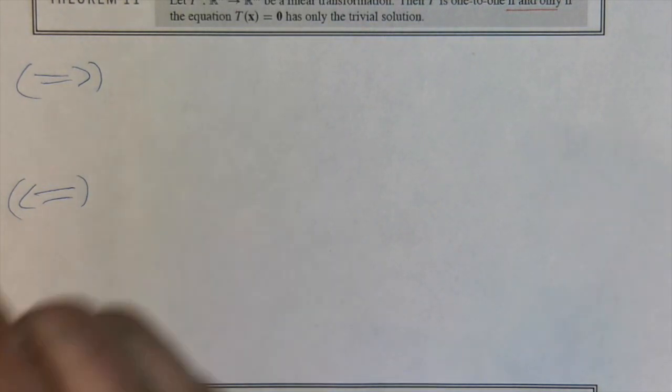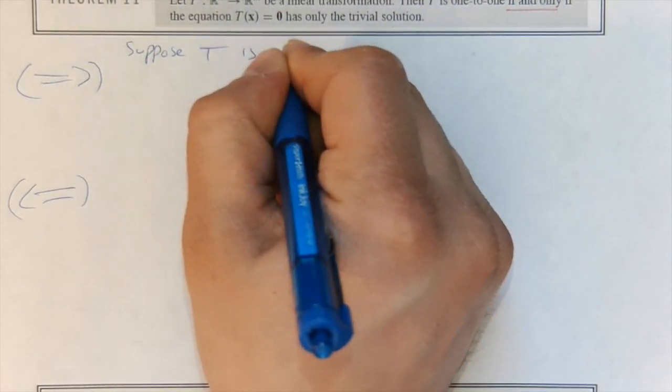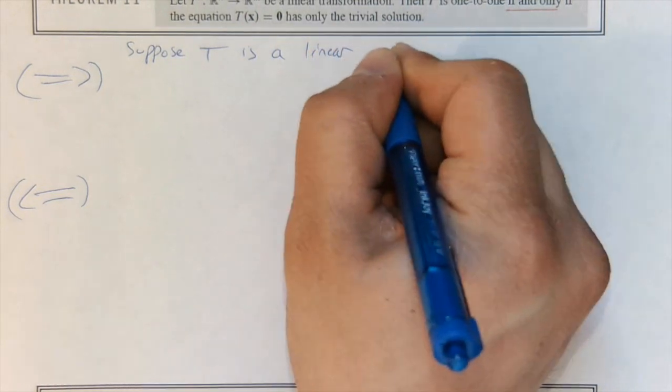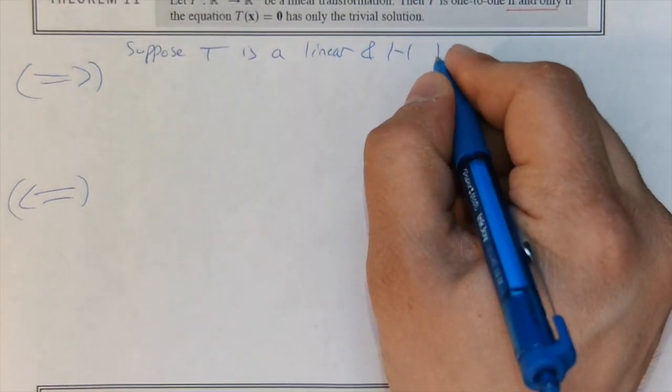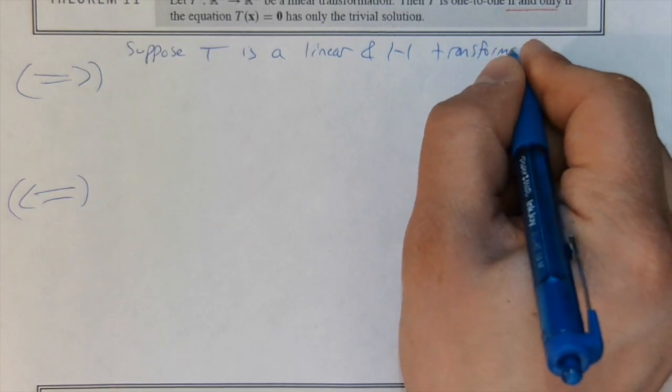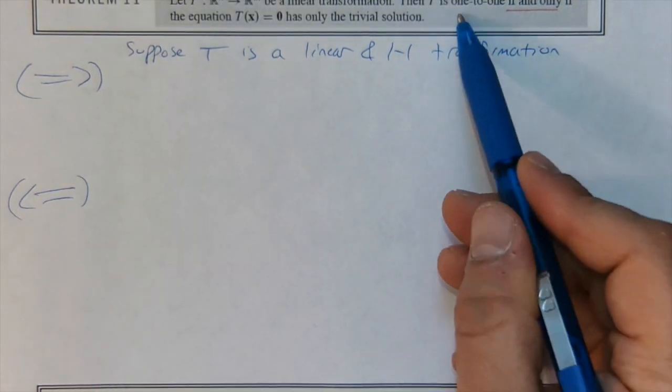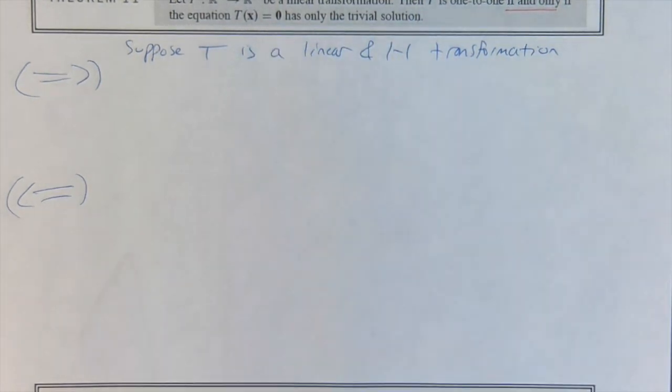So on the first direction, let's suppose T is one-to-one. So let's say it's a linear and one-to-one transformation. So we're assuming the first part is true, and then we're going to try to prove that the equation T of x equals 0 has only a trivial solution. Well, this uses one of those properties I showed you right at the beginning here. Let me just flash that back up here. Here it is.